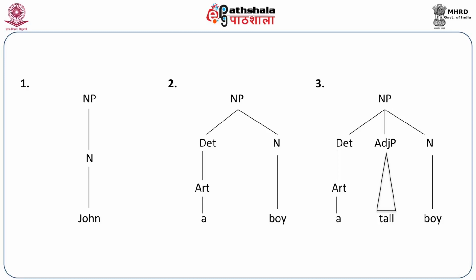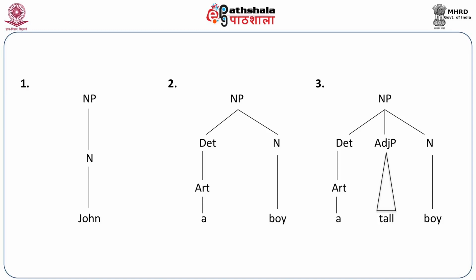But NPs also can have other things, other nodes. Like in the second one we have a determiner, which is an article. We generally have two kinds of determiners. One is an article. Words like a, an and the are considered to be articles. Under the determiner, we can also have a possessive marker like his or her. Like we can say his car or her friend. So a determiner can occur before a noun within a noun phrase.